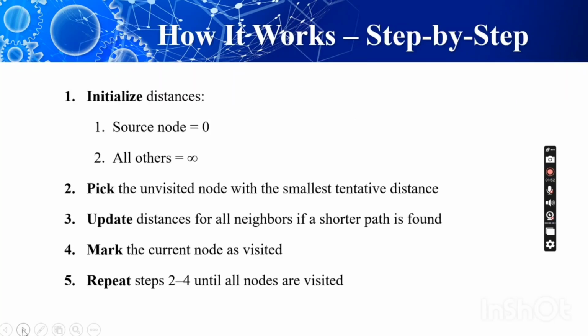How does it work? It initializes the distance as 0 for the source node and infinity for all other nodes. Pick the unvisited node with the smallest distance. Update the distance for all neighbors if a shorter path is found. Mark the current node as visited. Repeat steps 2 to 4 until all nodes are visited.